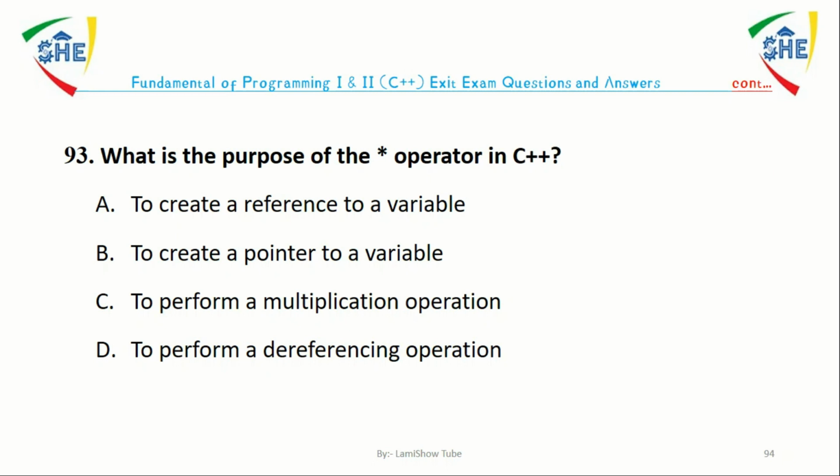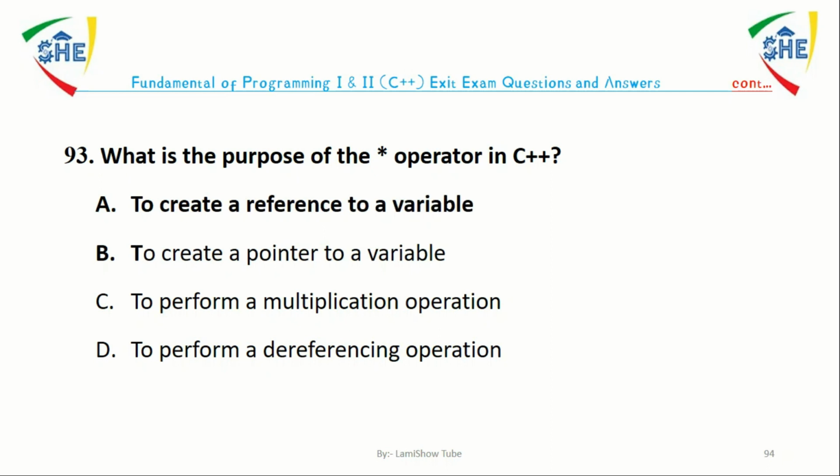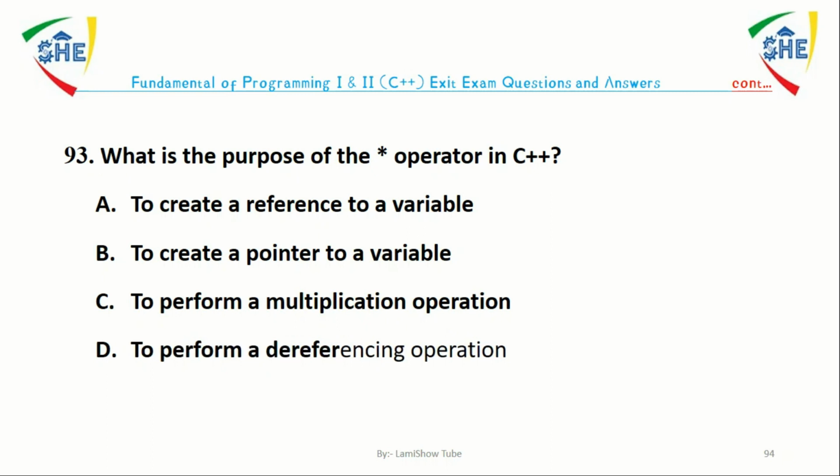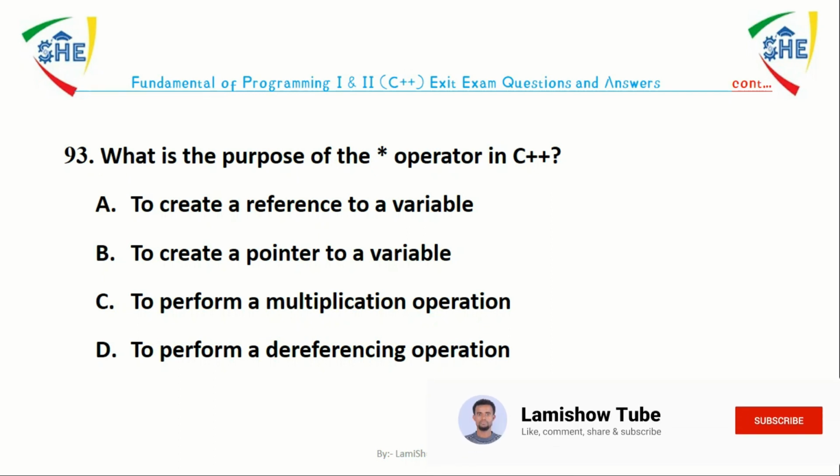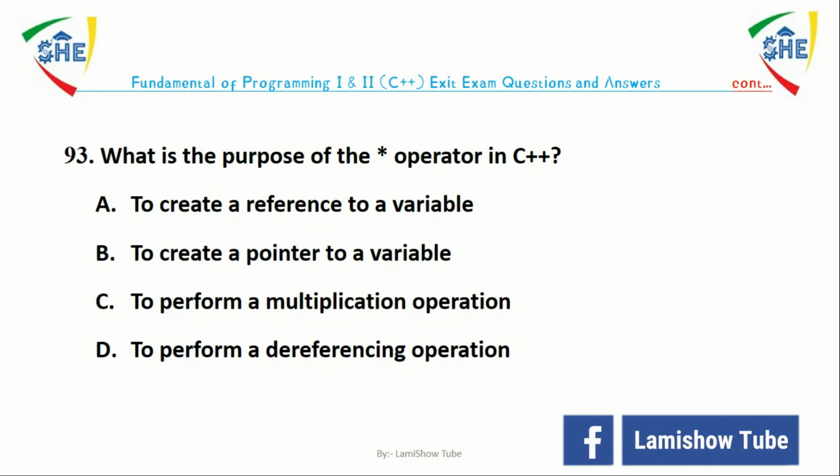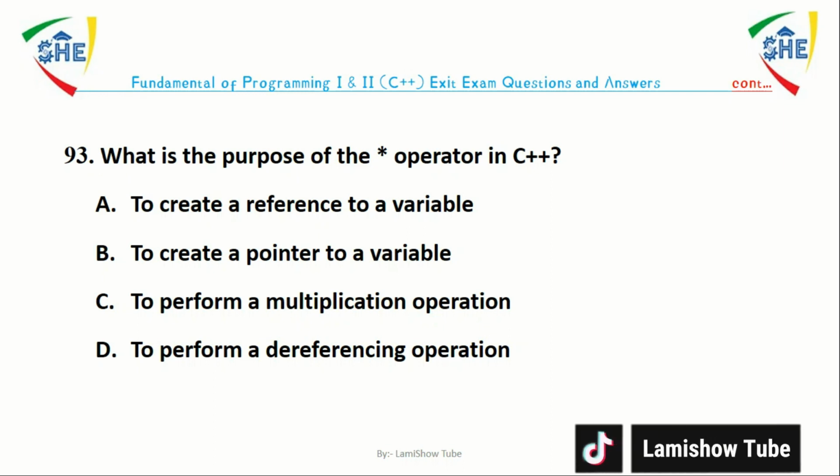Question number 93. What is the purpose of the asterisk operator in C++? A. To create a reference to a variable. B. To create a pointer to a variable. C. To perform multiplication operation. D. To perform dereferencing operation. The answer is D. The asterisk symbol in C++ is used to dereference a pointer, allowing for direct access to the value pointed to by the pointer.